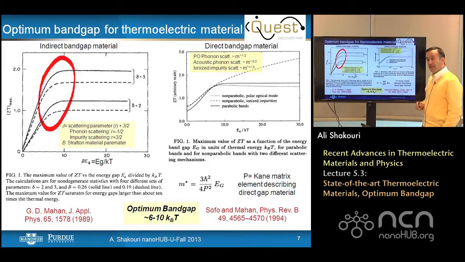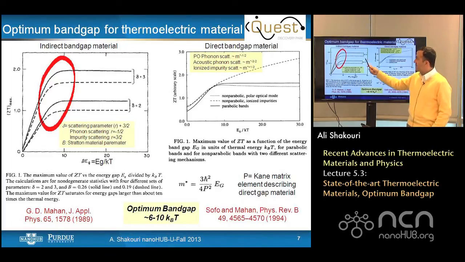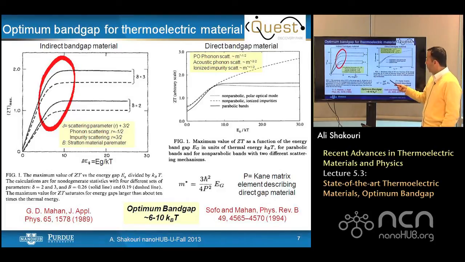In 1994, Sofo and Mahan generalized the analysis from the indirect band gap material to the direct band gap material. What is different in the direct band gap material is that in that case, effective mass and band gap are directly related through the Kane matrix element. So you can actually also consider the fact that the scattering times themselves are effective mass dependent. You get a slightly different picture, but the curves at the end don't change as much.